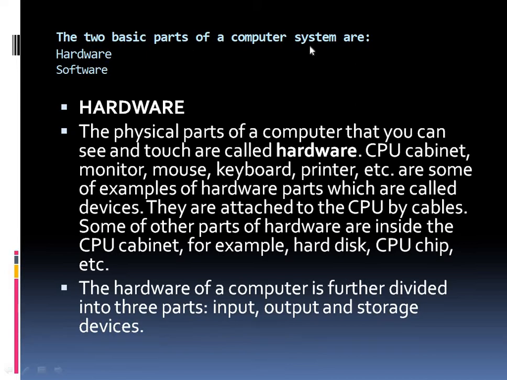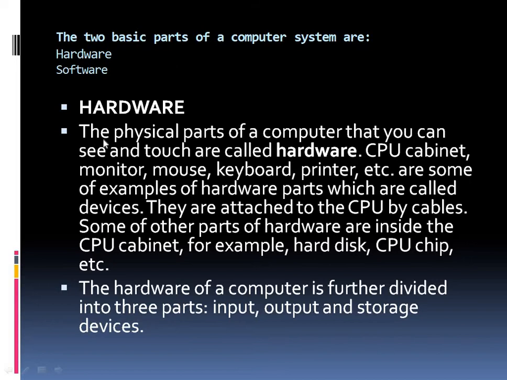The two basic parts of computer system are hardware and software. In any computer, there are two basic parts. First one is hardware and second is software. Now you are going to understand what is hardware and what is software. How do you define hardware? How do you define software?